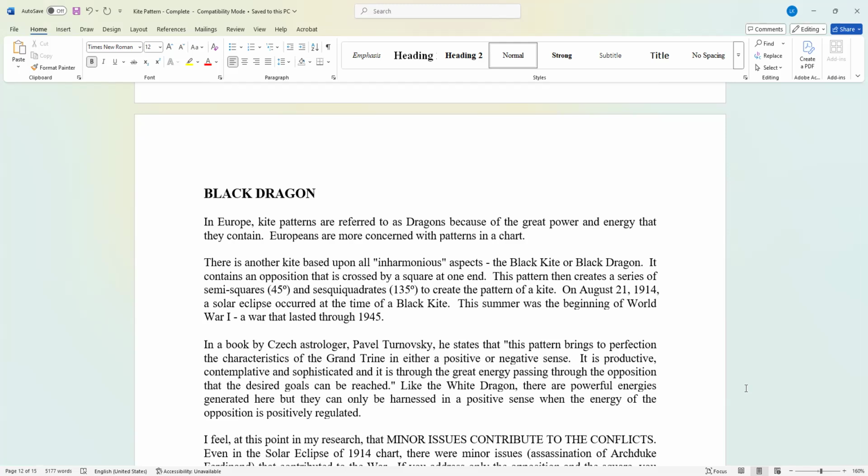I first saw this having to do with an eclipse on August 21st, 1914, that the European astrologer said triggered World War I. Now, what happens, it seemed like it was somebody shot the crown prince in Sarajevo, but that wasn't the reason. The Germans were itching to have some type of conflict whereby they could take over Serbia, defeat the Serbs, and then actually conquer the rest of Europe.